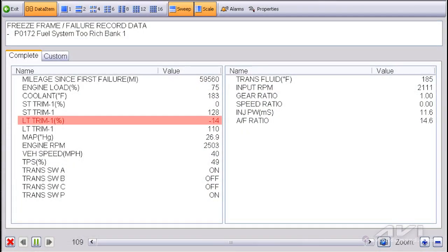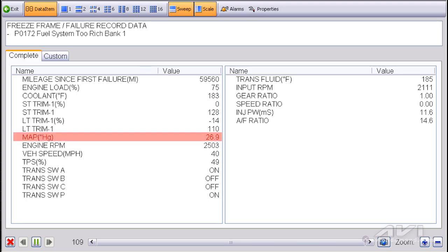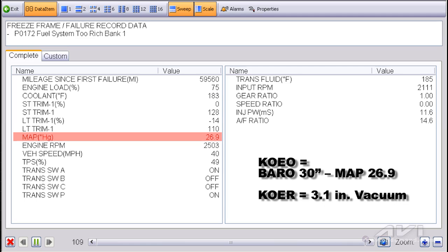Now, remember earlier we talked about calculating what your manifold vacuum is by looking at the BARO during key on engine off and the MAP during key on engine running. So you can see here we took the BARO reading at 30 inches minus 26.9 under road load conditions, and we were down to 3.1 inches of vacuum. Obviously, the engine's not breathing properly.